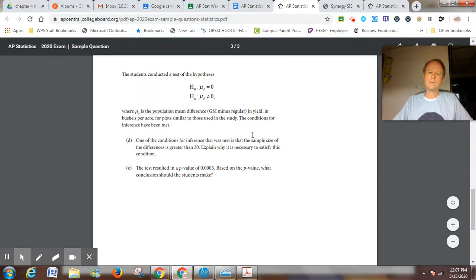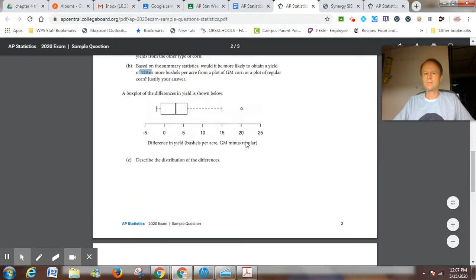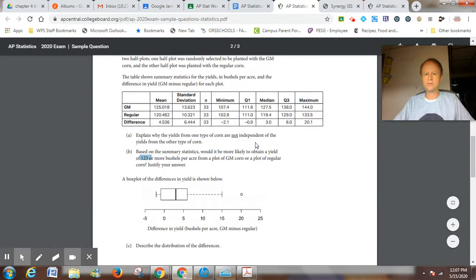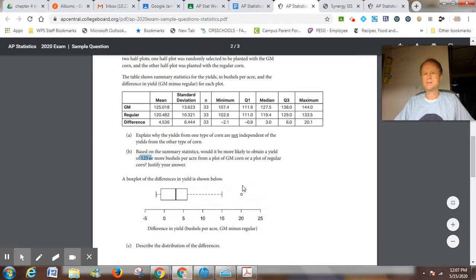So thinking about that one, first thing I wondered about is, does it mention anything about being a nearly normal distribution? And we really don't have anything up here that mentions the idea that it's distributed normally for the GM or the regular or the difference. They do give us this box plot and some summary statistics, but we really don't know that. So that 30 number becomes important.